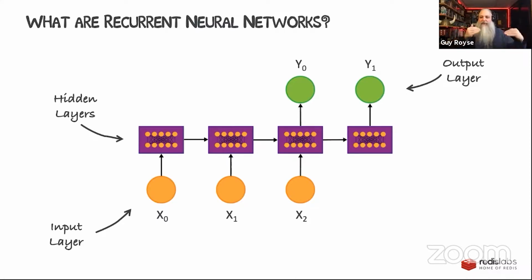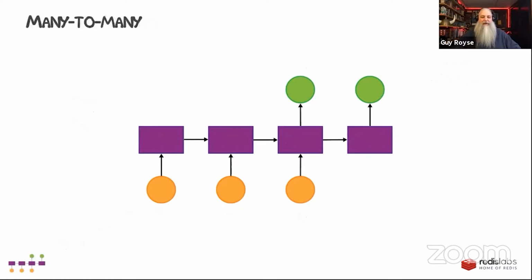But you can take sequential data and turn it into other sequential data, or you can take sequential data and turn it into a single point of data, or you can actually take a single point of data and turn it into sequential data with recurrent neural networks. I'll show you what I mean here in a moment. So here we have a many-to-many neural network. This is one we've been looking at. These are good for things like translation and chatbots.